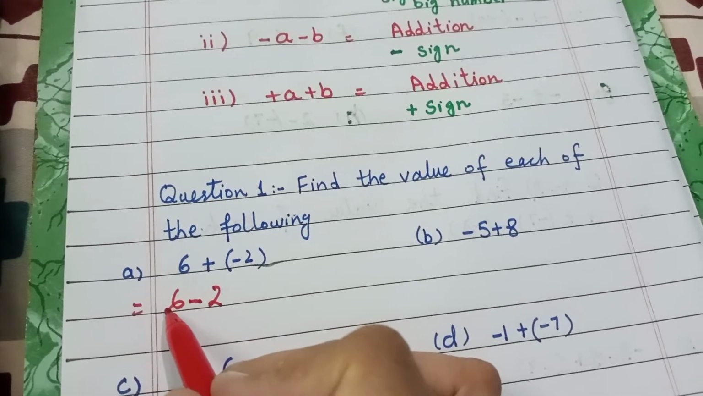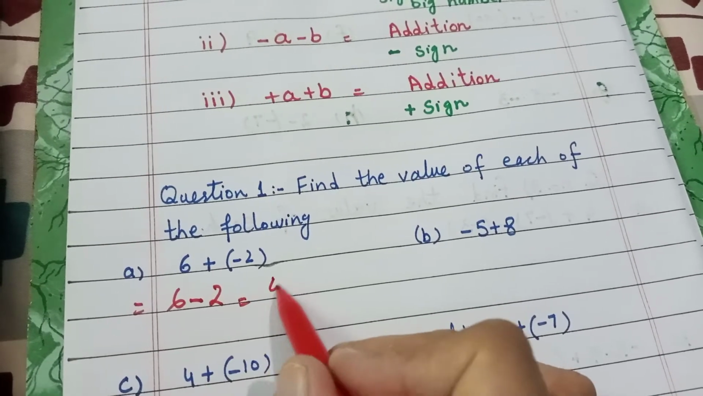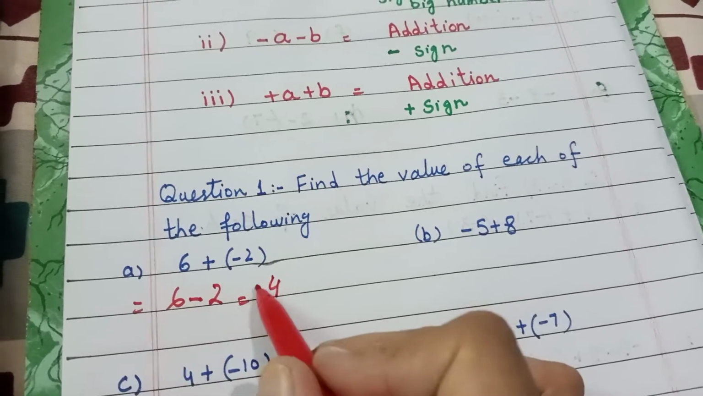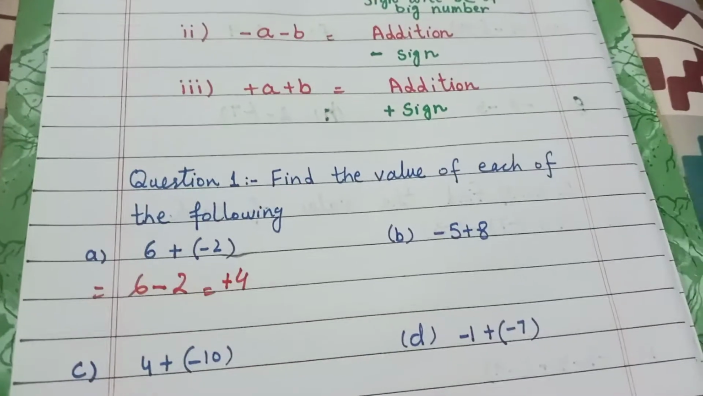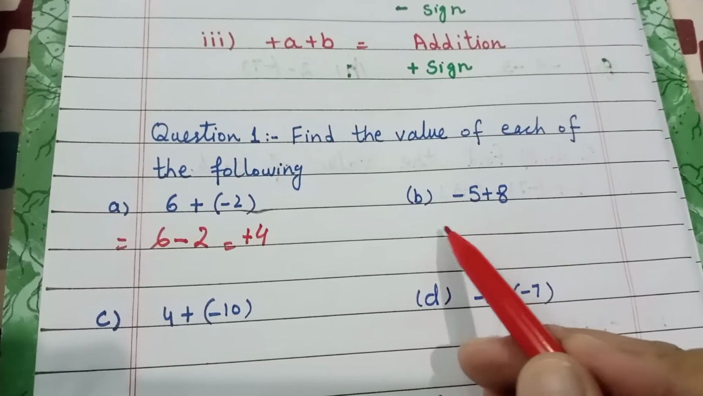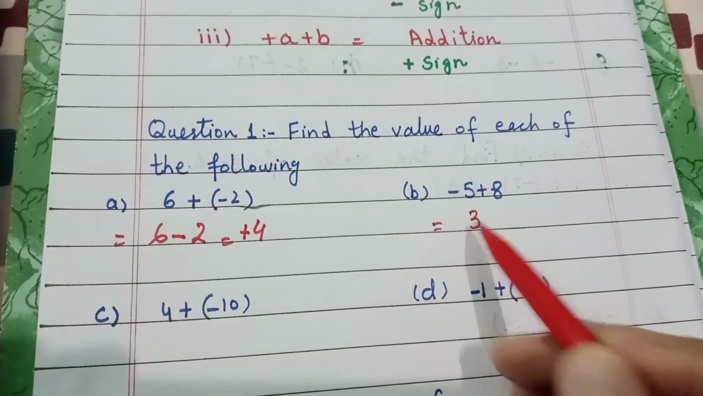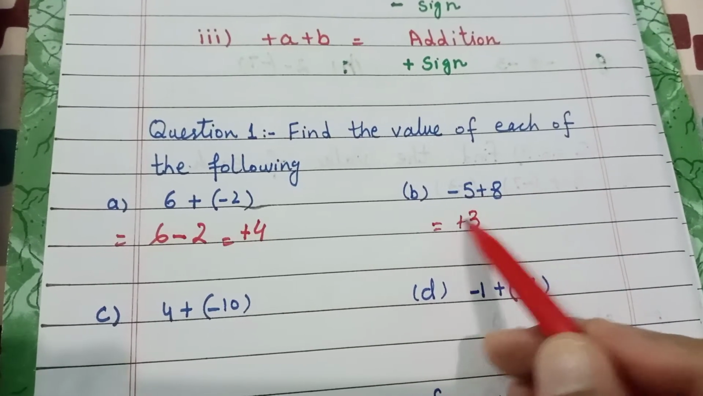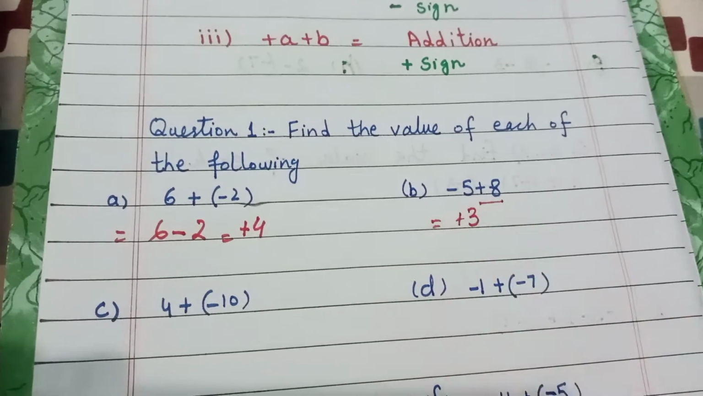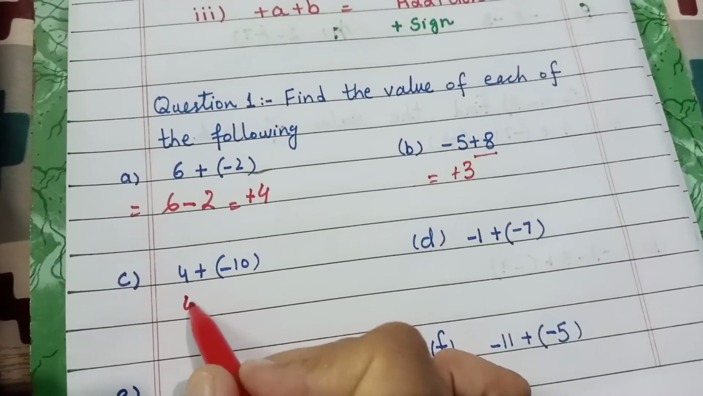Now one integer is positive and the second is negative. The operation is minus and the sign will be of the bigger number, which is 6 plus. Similarly, the first integer is minus, the second is plus. The operation is minus, means we subtract them, but the sign is of the big number, which is 8, and the sign is plus.